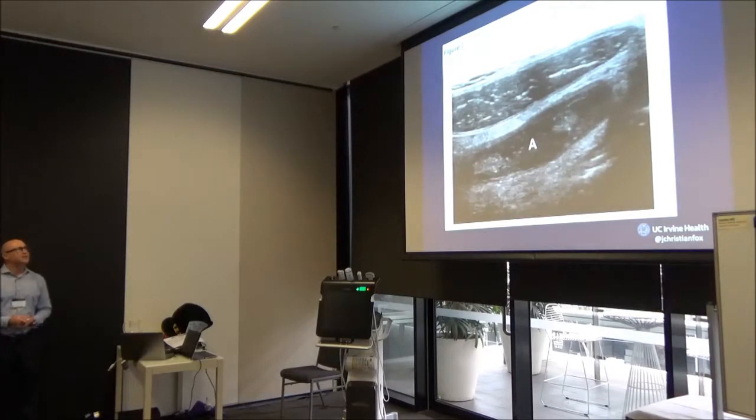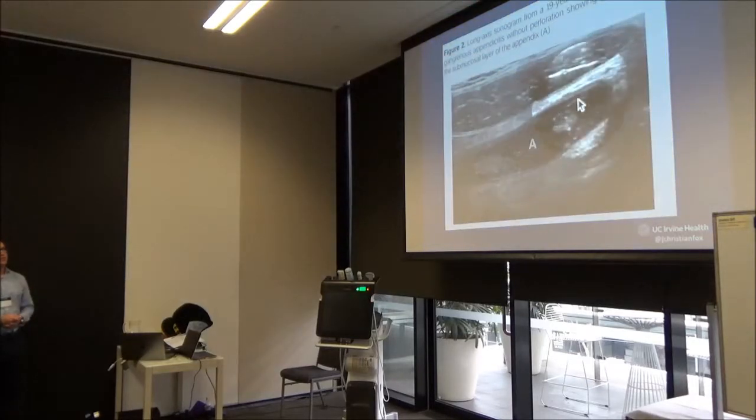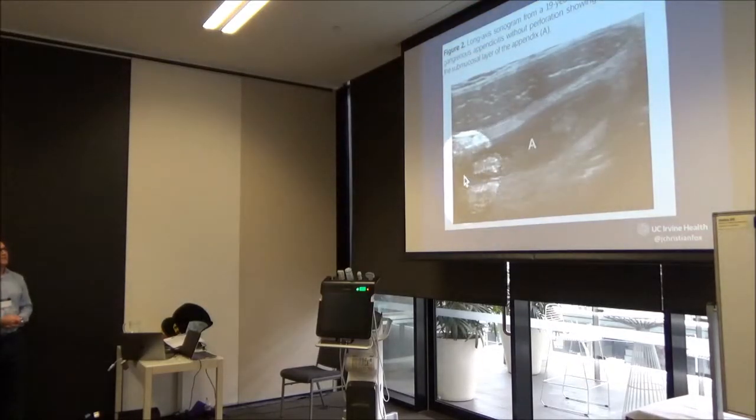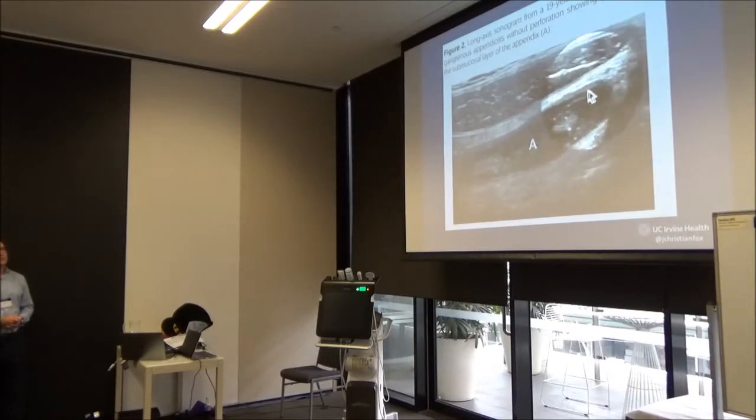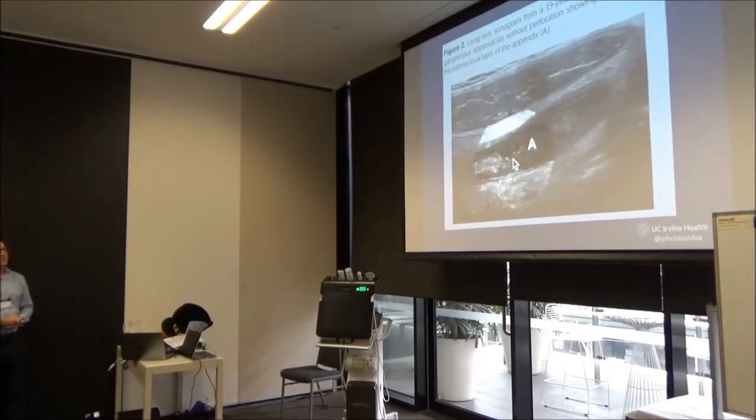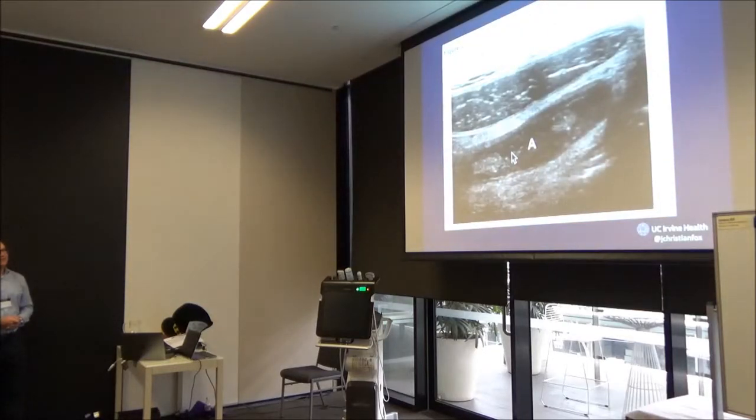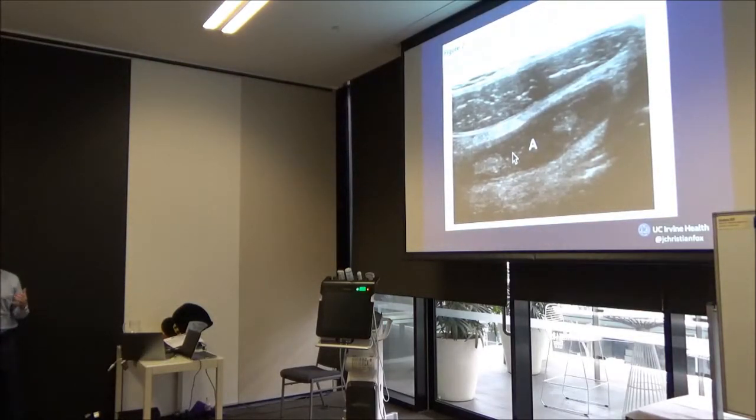This one is a 19-year-old male with gangrenous appendicitis, and you can see there's really no submucosal layer. It's kind of gone. I don't know where they photoshopped it out, but it looks beautiful. There's nothing here. It's just kind of like a tube that's non-compressible that doesn't have those layers. It's missing that inner submucosal hyperechoic layer.